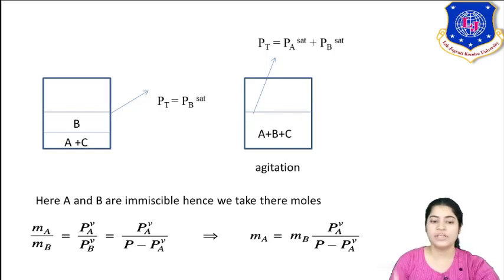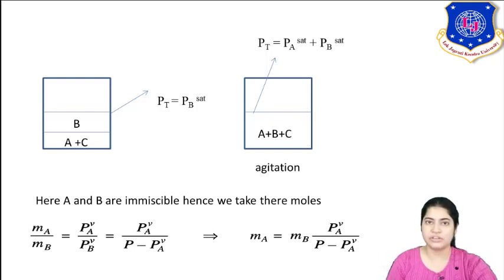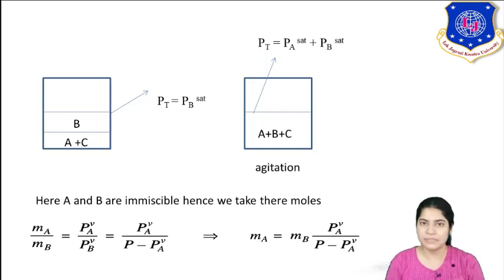Okay, so here if I am heating this kind of solution, then your total vapor pressure would be what? PBsat, because it is on the top, so it will vaporize first. But if I am doing agitation, with the help of agitation I am trying to create a homogeneous mixture of A plus B plus C. Though they are not getting miscible, still they are forming a homogeneous mixture.